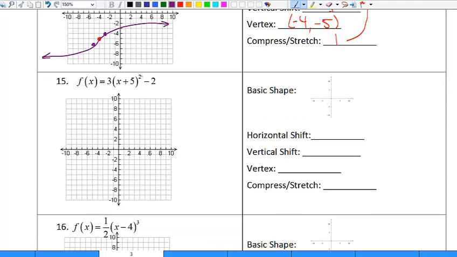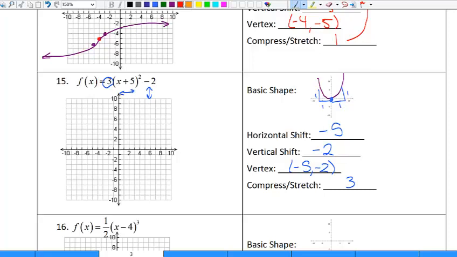So number 15, because it's got a squared up here, that tells me it's a quadratic or U shape. For the U shape, I have a vertex and I go right one and up one normally, and left one and up one. Now we might have to change that depending on our compress and stretch, but for now that's what it is. The horizontal shift, that's opposite of whatever's being added inside the parentheses, so that's negative 5. The vertical shift, that's whatever's being added or subtracted outside, so that's negative 2. And my vertex is going to be negative 5 comma negative 2. And the compress and stretch is the number that's out here in front. That's my A. So that's 3.